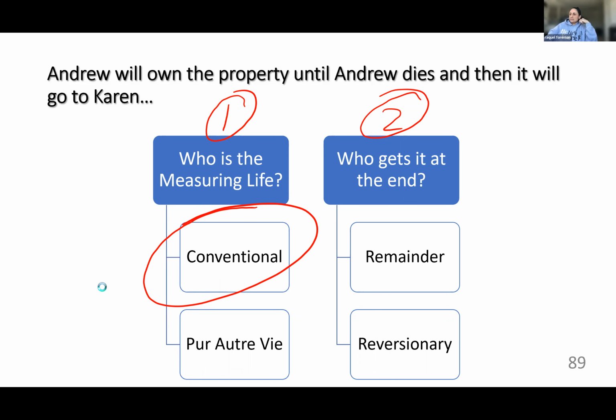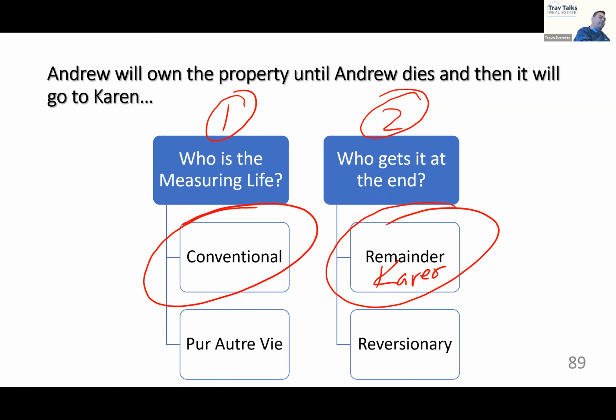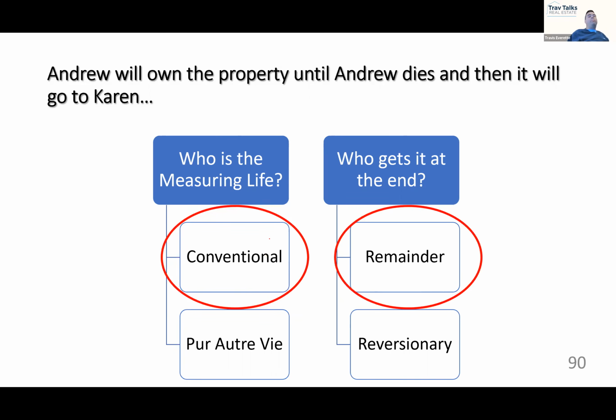Now look at column number 2. Remainder or reversionary? Remainder, because Karen was named. We know specifically it's Karen. Does that make sense? And here's how we know it's conventional. It's Andrew and Andrew, right? So that is a conventional life estate with a remainder interest. Does that make sense for everybody? Yes. That's a conventional life estate with a remainder interest.